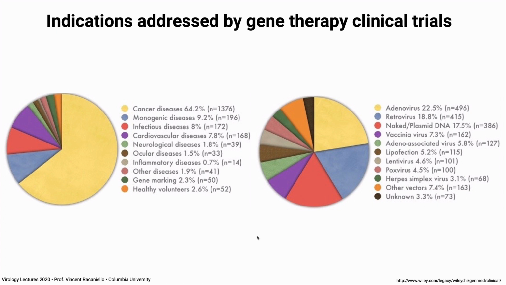This is 2017, and I'm sure the numbers are all different and higher, but just to give you an idea, on the left are the indications, on the right are the vectors. So, cancer is the biggest. Monogenic diseases, infectious diseases, that would be vaccines, and then a variety of other diseases as well. And then let's see the most popular vectors: adenoviruses, retroviruses, adeno-associated viruses.